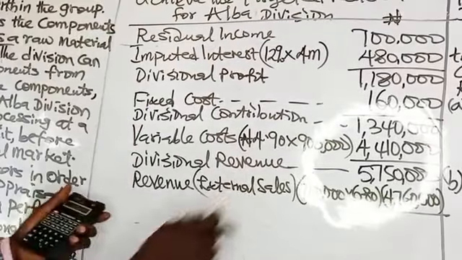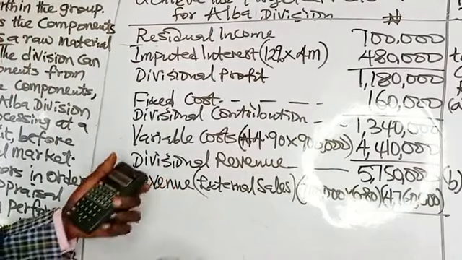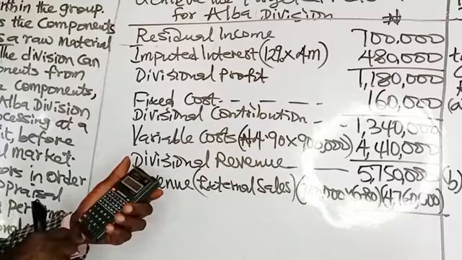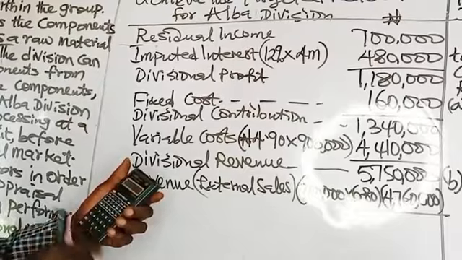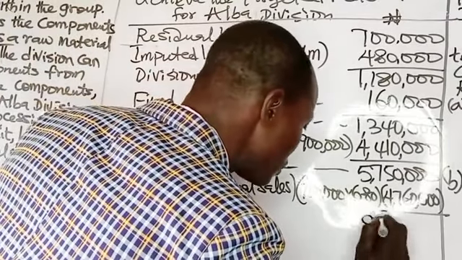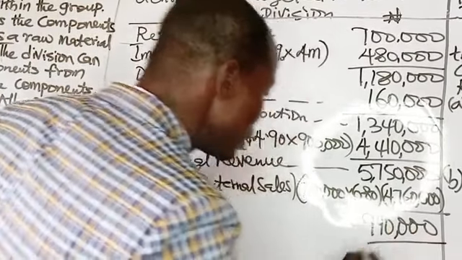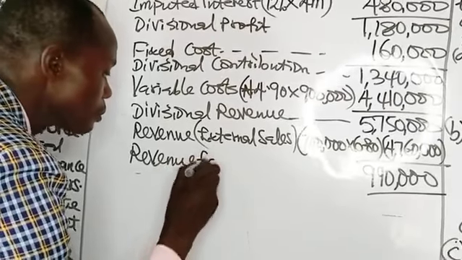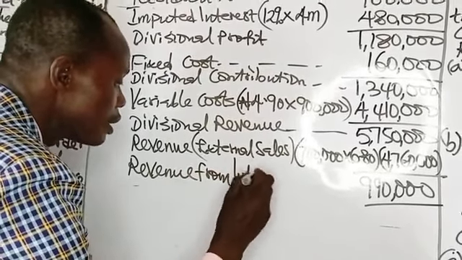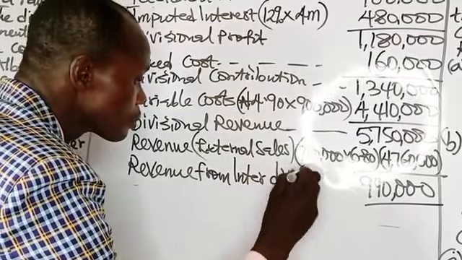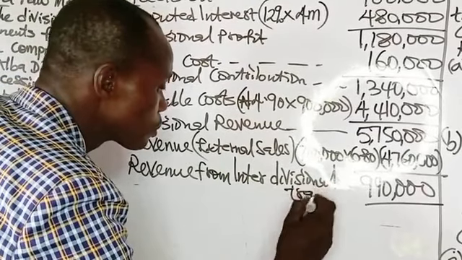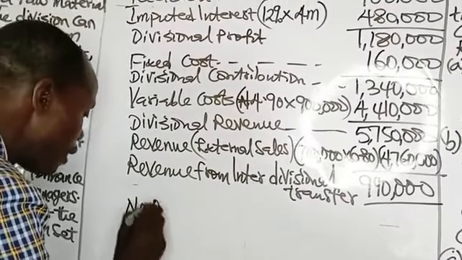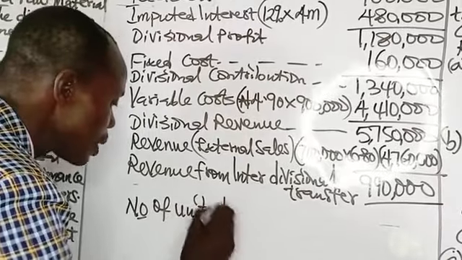If you now subtract that from the total divisional revenue, let's subtract it from 5,750,000. So you will be left with 990,000. This is the revenue from interdivisional transfer. Now, how much will be the number of units transferred? Number of units transferred.